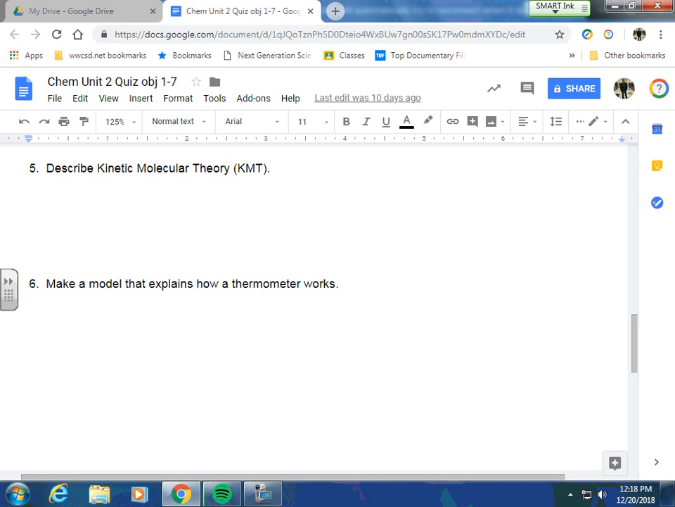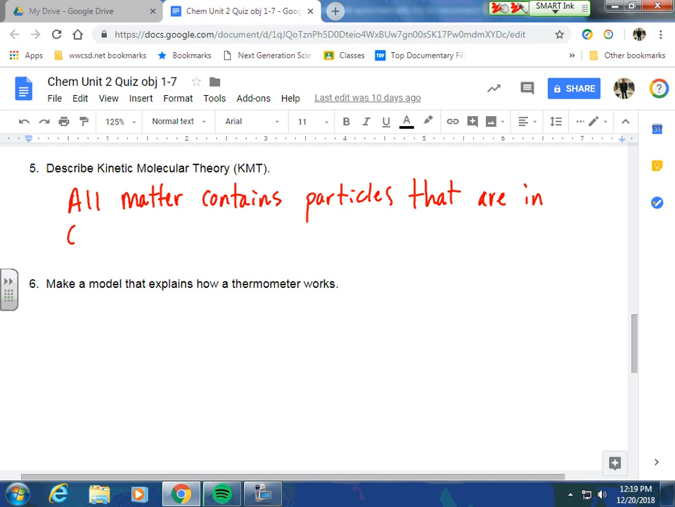Okay, here's one thing I want to make sure that you can tell me with kinetic molecular theory. First of all, it's just based on the idea that all substances, all matter, all matter contains particles that are in constant random motion.